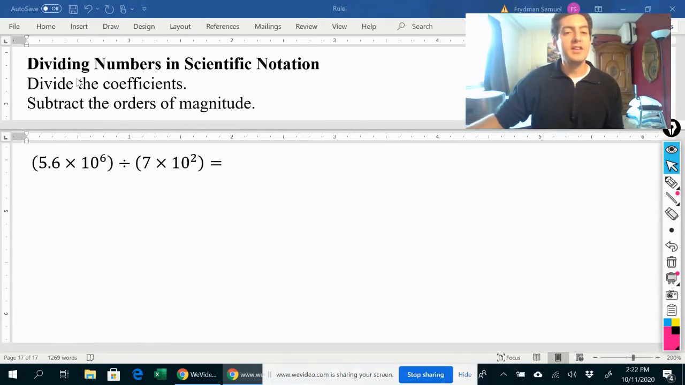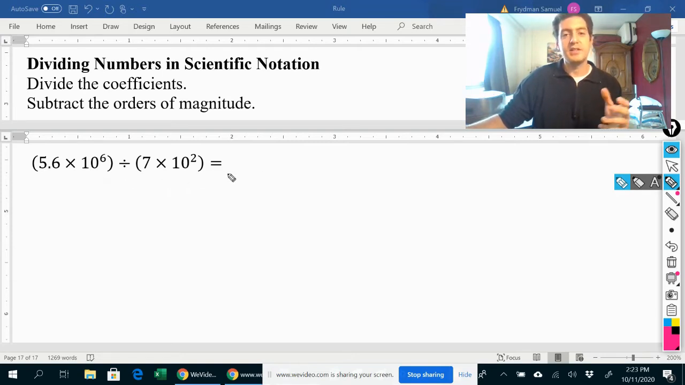Now, let's practice dividing numbers in scientific notation. We're going to divide the coefficients and subtract the orders of magnitude. These rules, just like the rules for multiplying numbers in scientific notation, make perfect sense if you just think about what you're doing. So even before I refer back to these rules, let's look at the problem. We have 5.6 times 10 to the 6th divided by 7 times 10 to the 2nd.